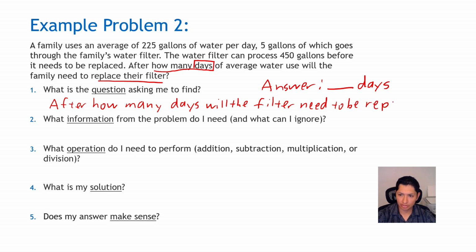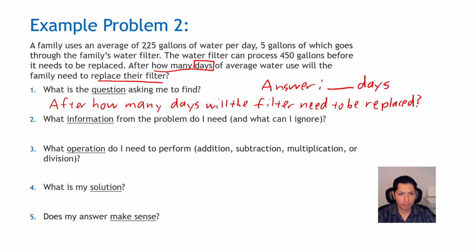Now I'm writing this out, that's why it's a little slow, but when you're taking the test, you can just have that in your mind. I'm just writing it out so that we're all on the same page. So the question is, after how many days will the filter need to be replaced? And the answer should be an amount and then days. So now that I've rewritten the question in a way that makes more sense to me, number 2 is, what information from the problem do I need and what can I ignore?